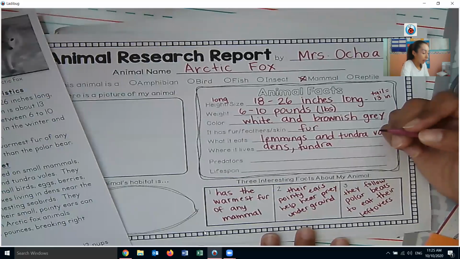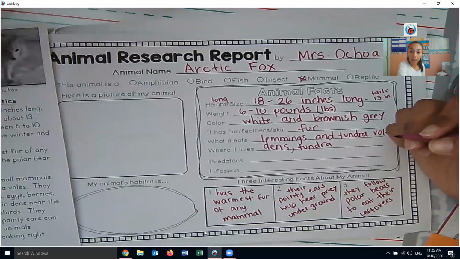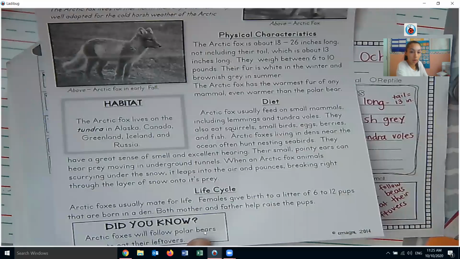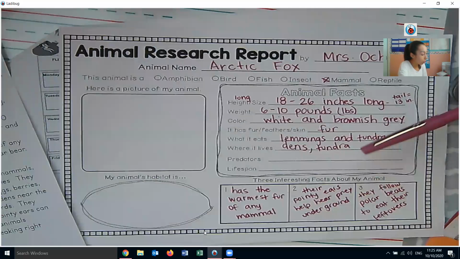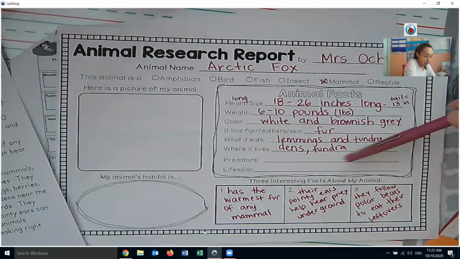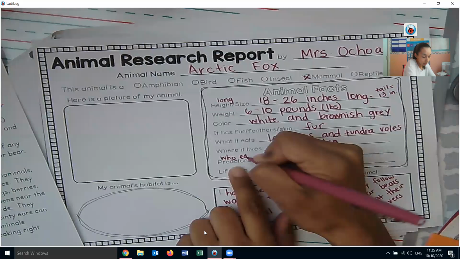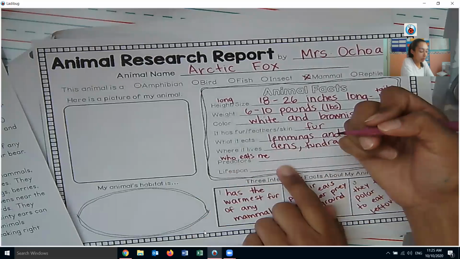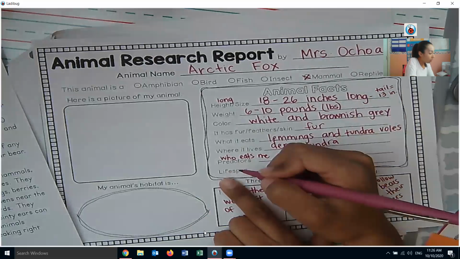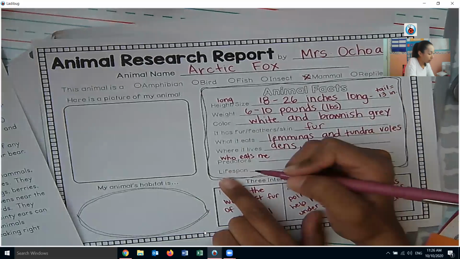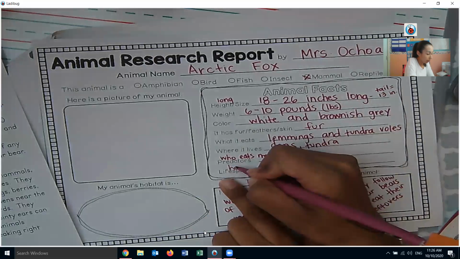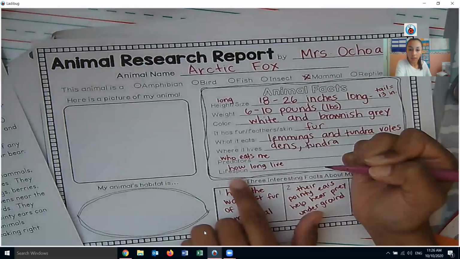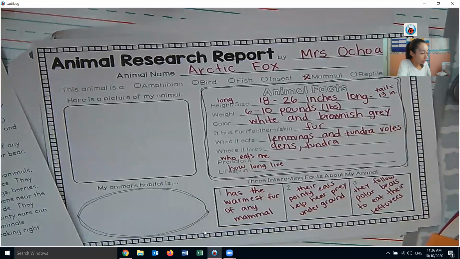So there are a few questions that I didn't get answered about my animal. So in my research, my article here about the Arctic fox, it didn't say anything about who its predators were. So that means who eats me. Well, not me, but me, the fox. Who eats the fox? I don't know. It didn't say in the article. And lifespan means how long do they live? And it didn't tell me how long they live. How long do they usually stay alive? So write how long live, just so you remember. And you don't have to write that down. It's just little notes to maybe help out with yours.